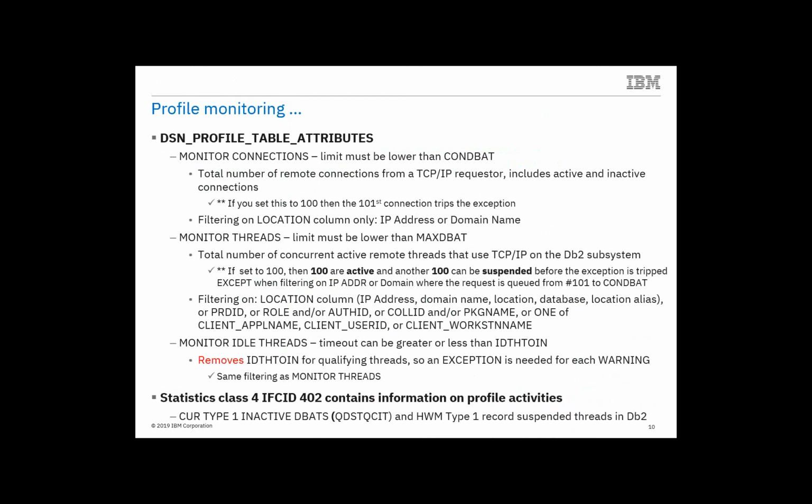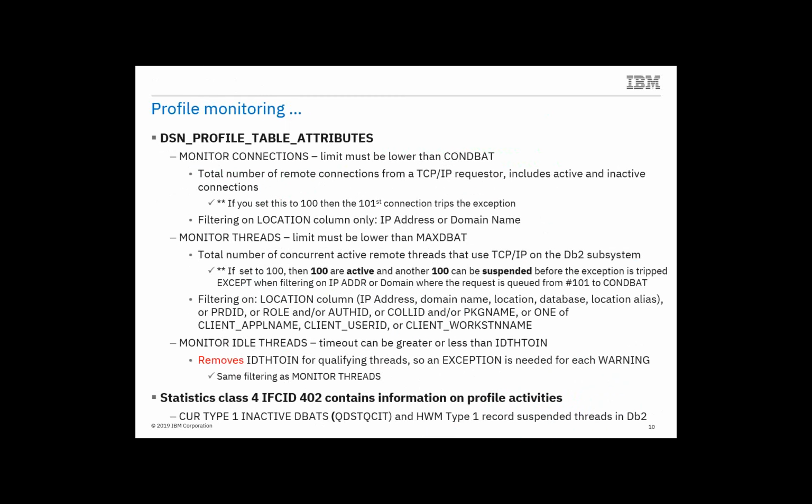So in this case, I'd set up a warning at, say, 15 minutes to see if anybody is really idle longer than that, and then I'd set an exception at whatever I had the ZPARM at, which was, say, 30 minutes, because anything that qualifies for a profile is immune to the ZPARM. So that's kind of the point there.